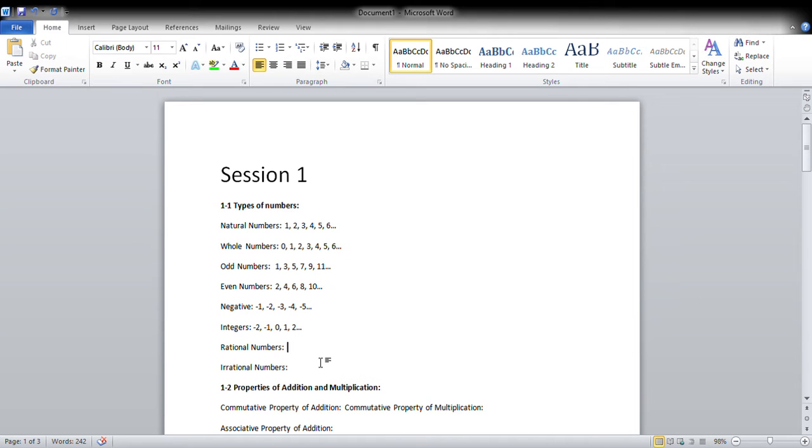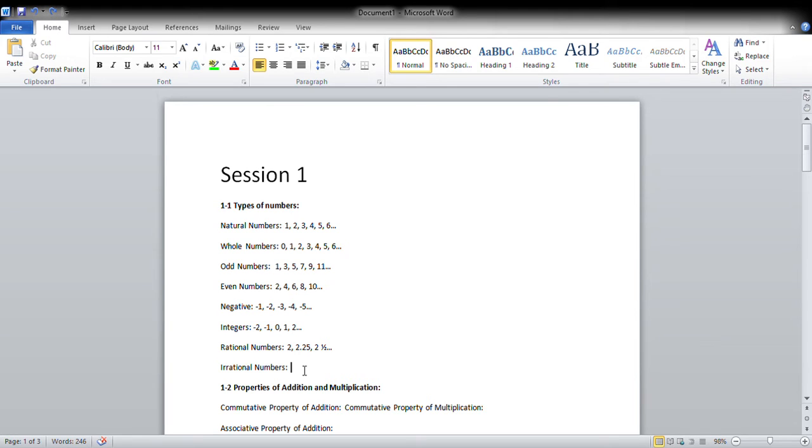Rational numbers can be written as a fraction or decimal. So 2 would be rational because it can be written as 2 over 1. 2.25 is rational because it's a decimal. 2.5 is rational because it's a fraction, and then so on from here.